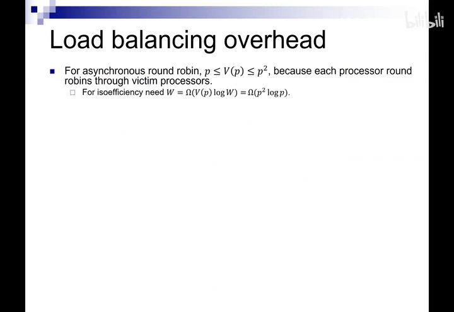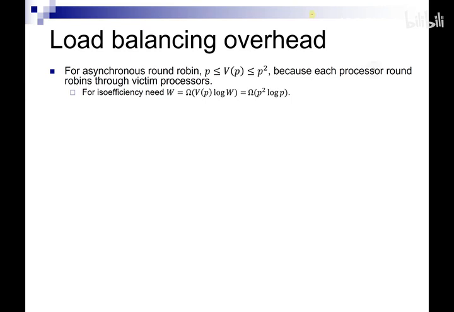Okay, so now we're going to look at different types of work stealing algorithms, and see how efficient each of these is. First, look at the asynchronous round robin. How many steals do you have to do before every process becomes a victim? Well, you have to do at least p steals, because you want every one of the p processes to be a victim. But you might need to do up to p squared steals in order for every process to become a victim.